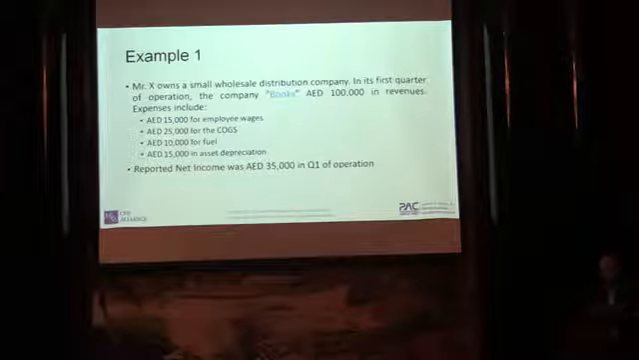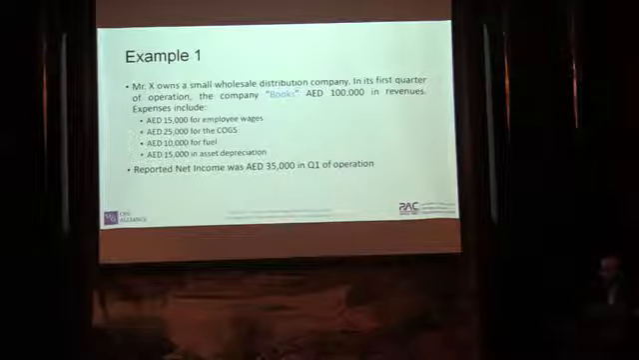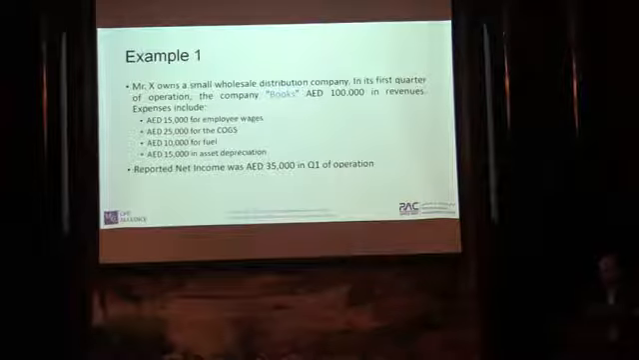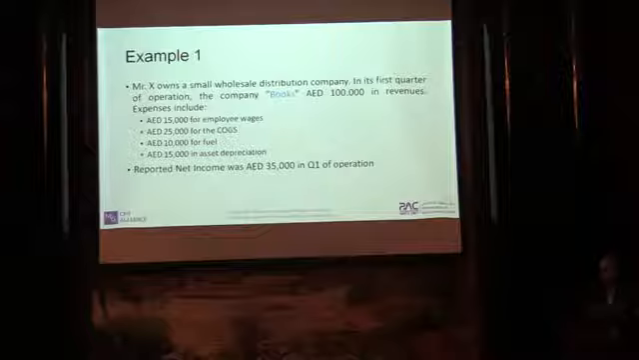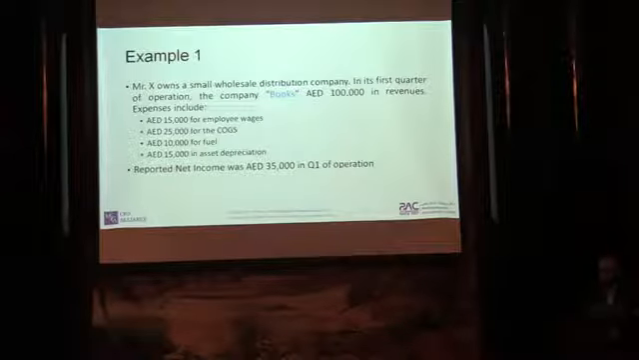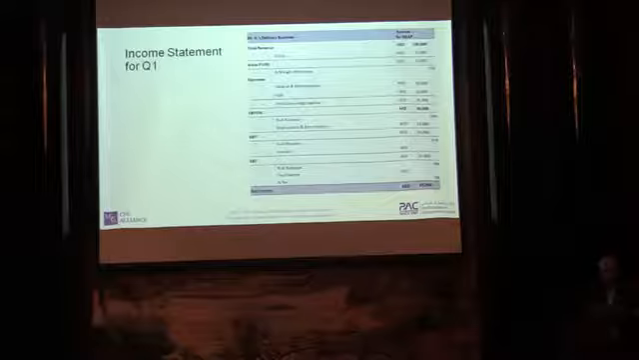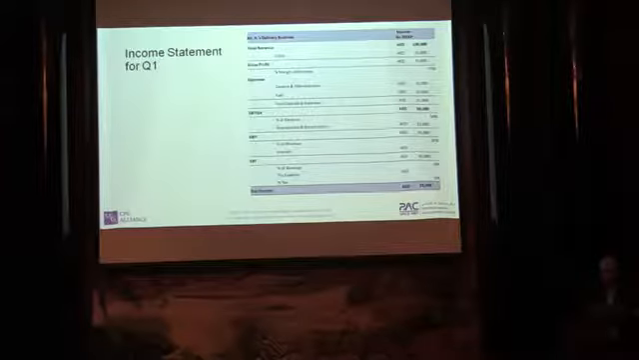This is just a basic example. I'm not going to go into the details of the example. Just imagine someone owns a wholesale distribution company, and he books a revenue of 100,000. Now, in that 100,000, he's got 15,000 of employee wages, 25,000 of cost of goods sold, 10,000 of other expenses, and asset depreciation is 15,000. So the reported net income was 35,000. This is what his income statement looks like.